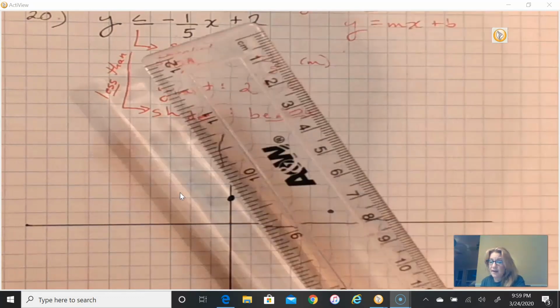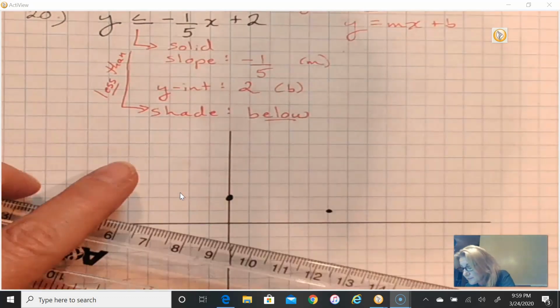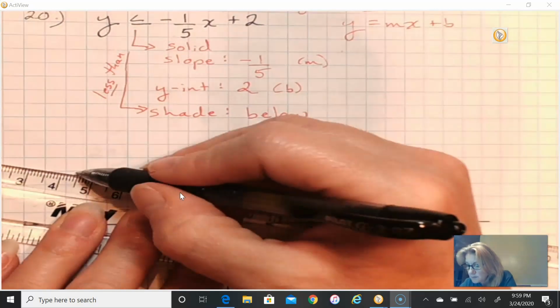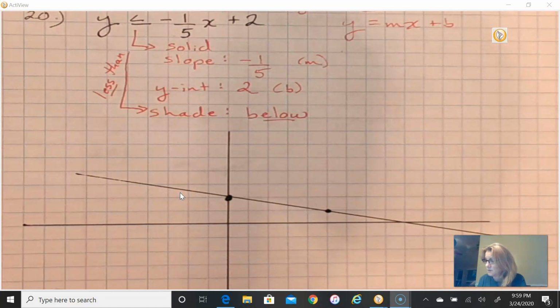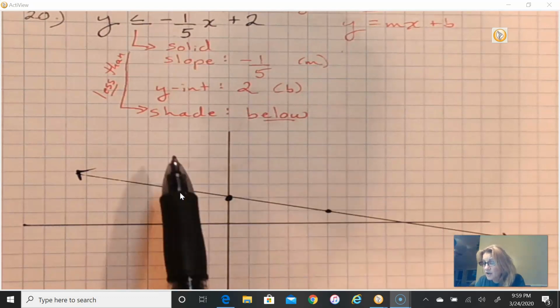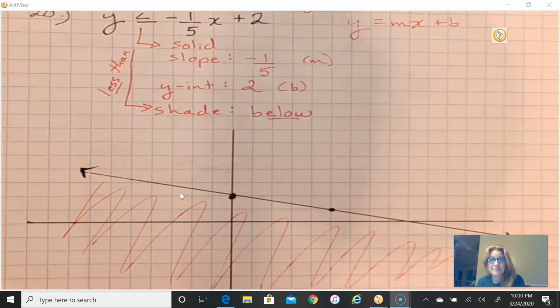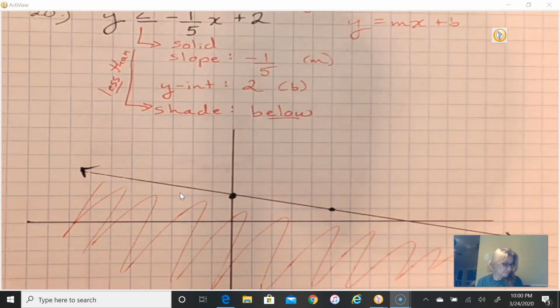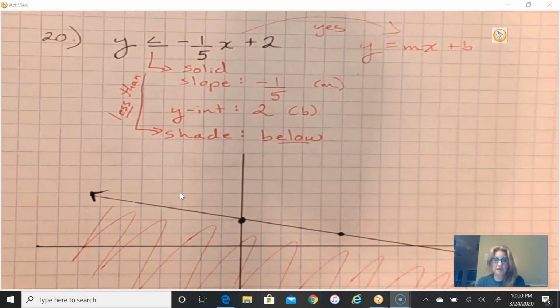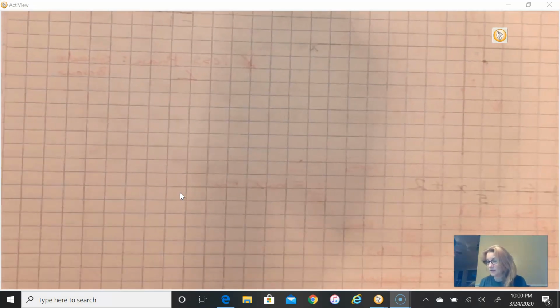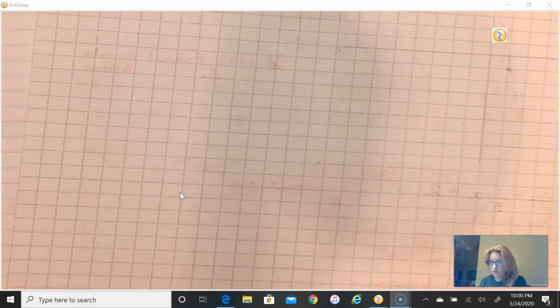Now remember, it's a solid line. Okay, solid line. Now, shade below. I'm shading below. There you go. That's how to do that. If you need to rewind this part, pause and rewind, you may. Okay? All right. So let's do some more. I'm going to do 22.